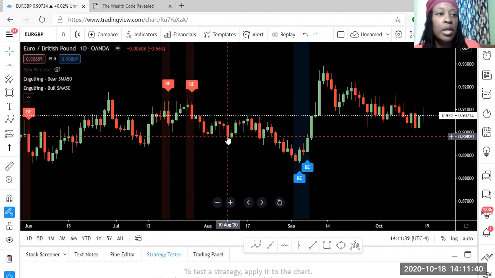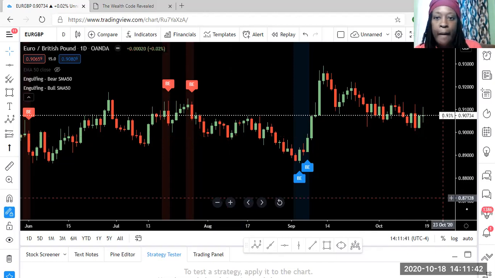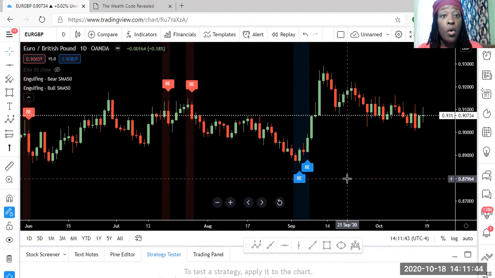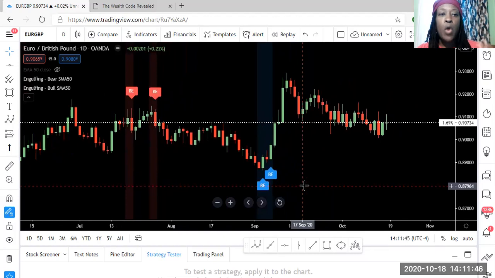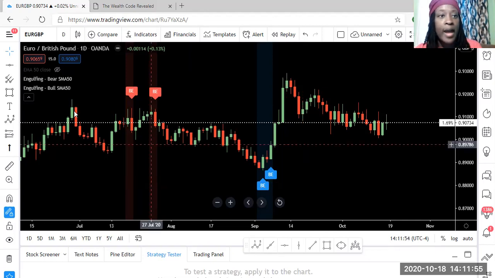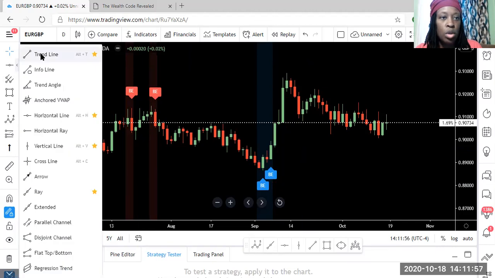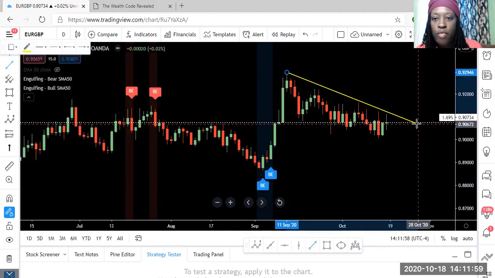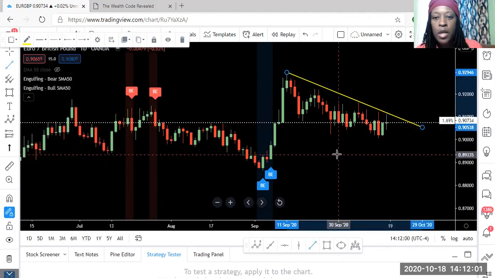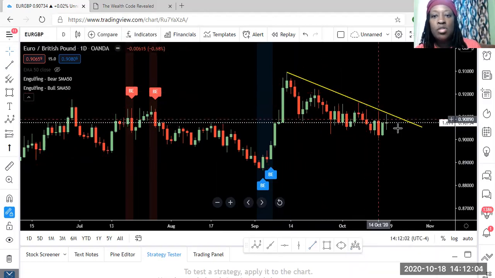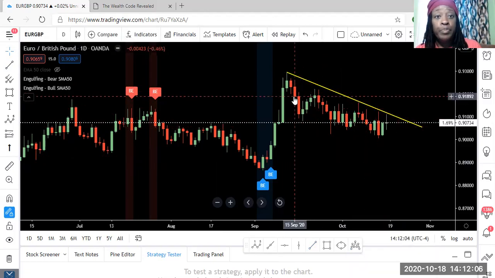Let's get started. So we're looking at EURGBP on a daily. The first thing that I'm going to be looking for is some form of a pattern, some form of a structure, some form of a trend. So the first thing that I see is a downward move, right? I see a downward move right here. What about you? I see a downward move right there, okay? So that tells me that we are predominantly in a what? Bearish momentum. We're in a bearish momentum.